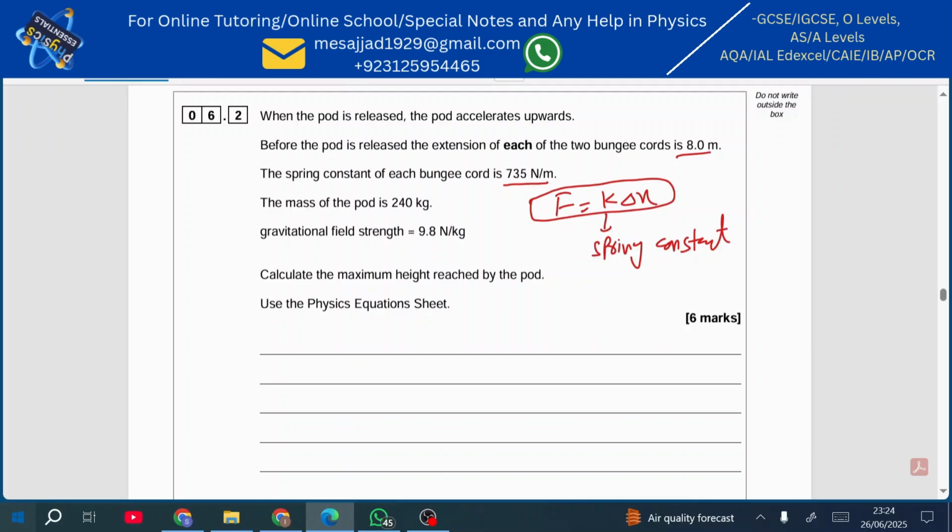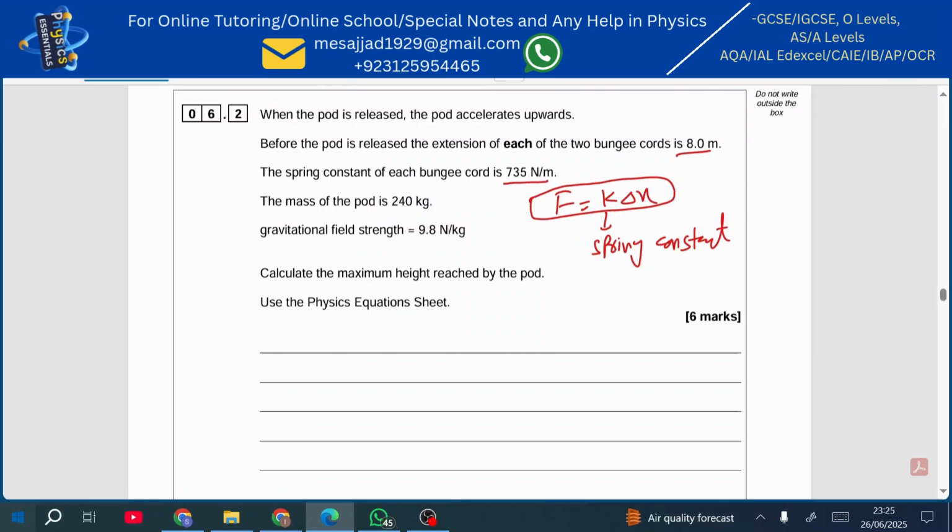The mass of the pod is 240 kg. Gravitational field strength is 9.8 Newton per kg. Calculate the maximum height reached by the pod. So when the stretched cords are released, the pod will go up, and they're asking you how much height the pod will go up in the sky. Okay, so we need to use the equations to find that height. First of all, we know that we have elastic potential energy.